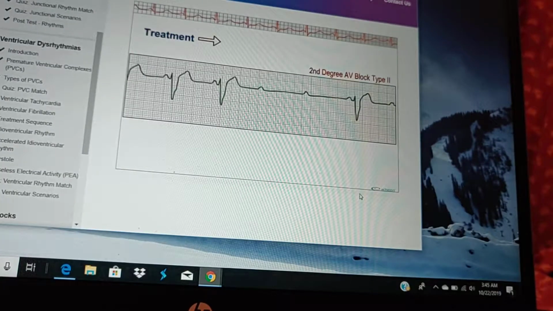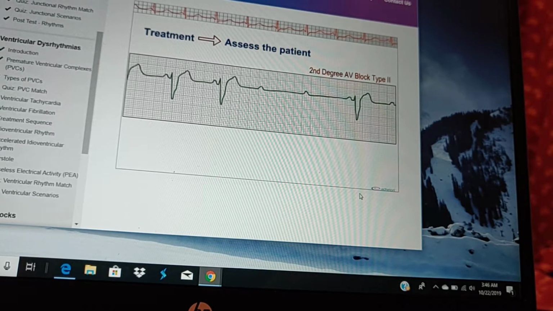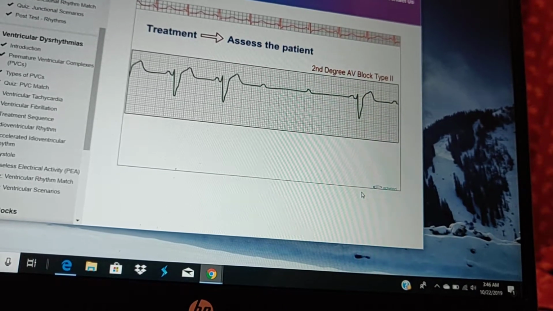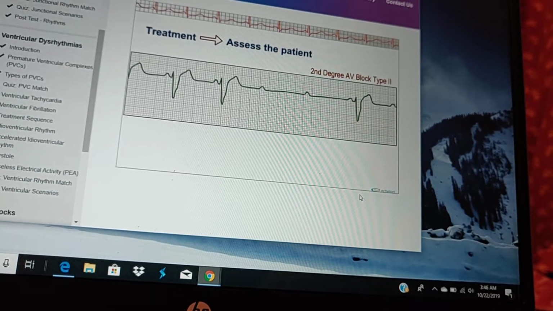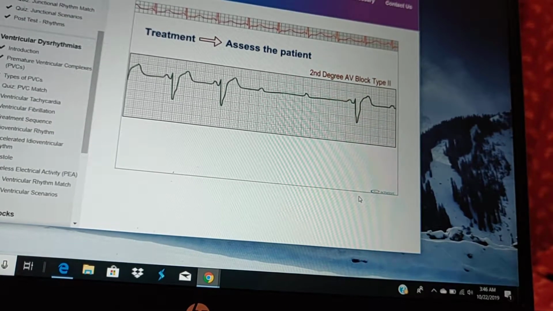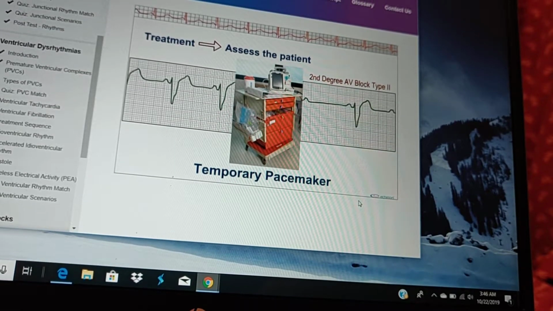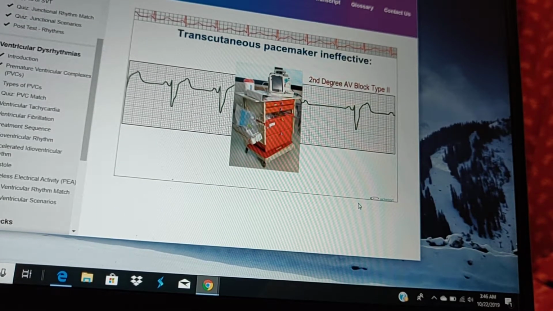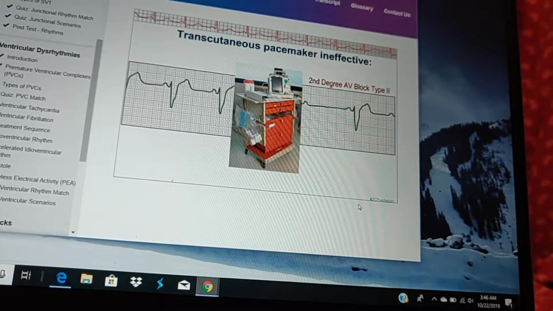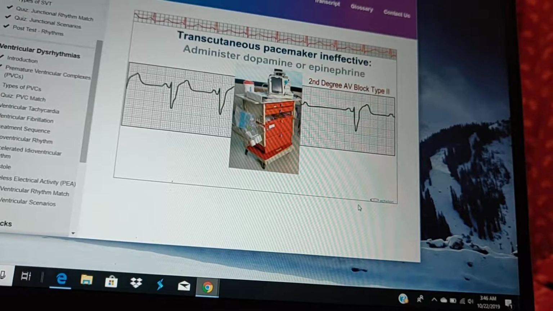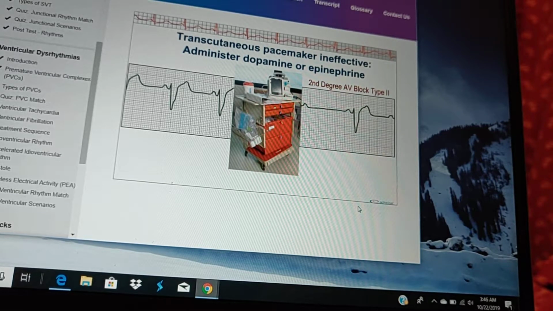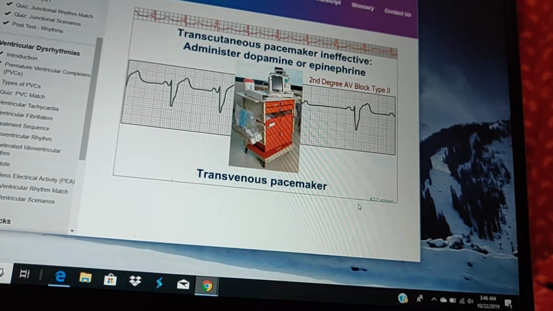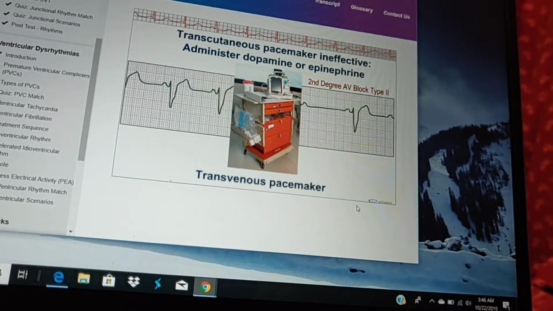For treatment, assess the patient because they will likely be symptomatic and may well progress to a complete AV block rather quickly. If the patient is indeed symptomatic, apply a temporary pacemaker device. If the transcutaneous pacemaker is ineffective, administer a dopamine or epinephrine infusion to support blood pressure until a transvenous pacemaker can be inserted.